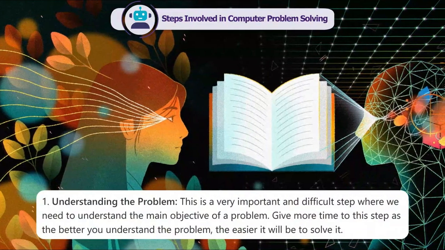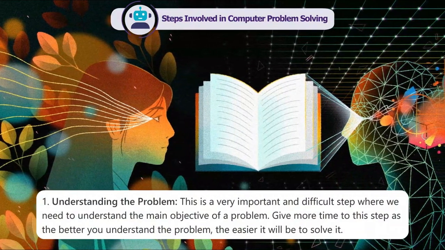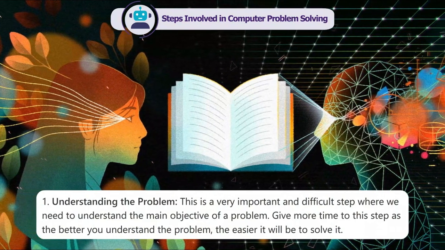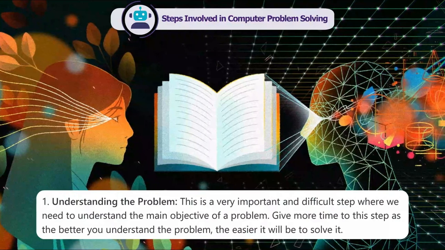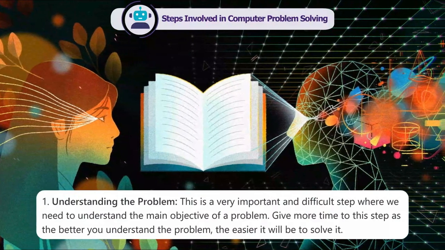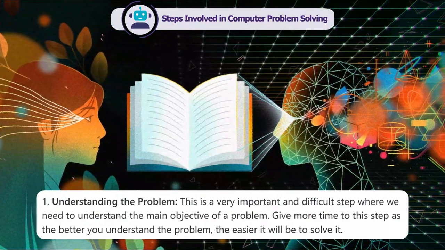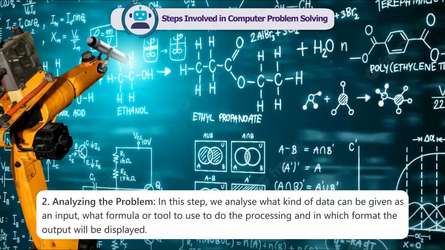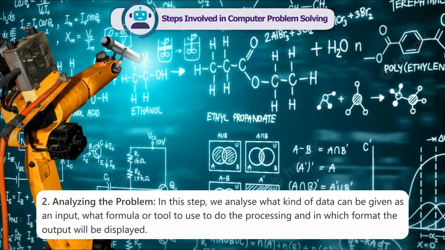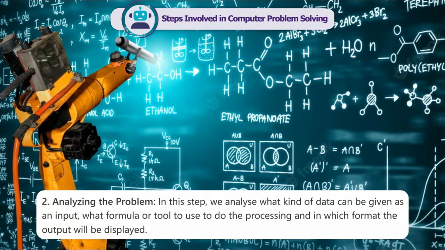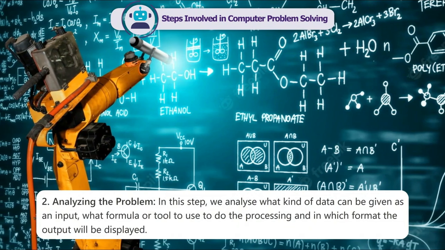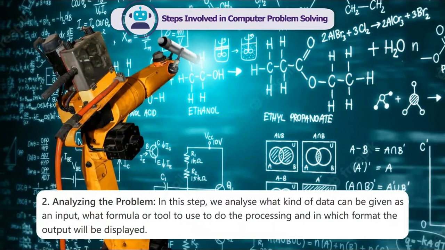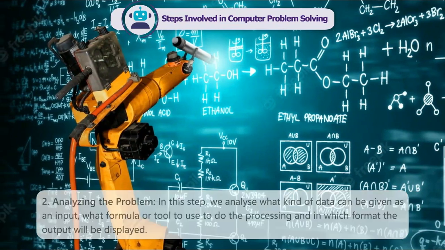1. Understanding the problem. This is a very important and difficult step where we need to understand the main objective of a problem. Give more time to this step, as the better you understand the problem, the easier it will be to solve it. 2. Analyzing the problem. In this step, we analyze what kind of data can be given as an input, what formula or tool to use to do the processing, and in which format the output will be displayed.